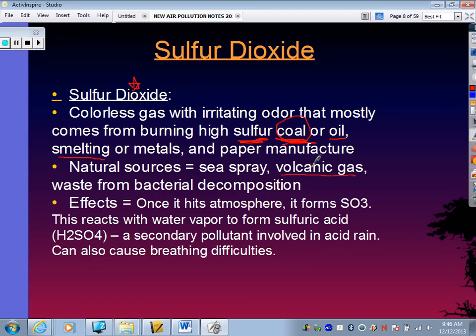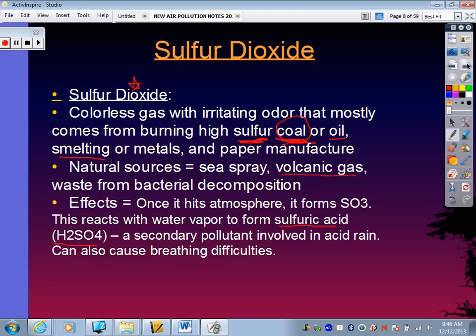You see that a lot with geothermal activity, and then waste from bacterial decomposition. So yeah, even natural processes like decomposition can give off some pollutants. The effects of sulfur dioxide: once it hits the atmosphere, it can form sulfur trioxide. That is a precursor to H2SO4, which we said is sulfuric acid, and that would be involved in acid rain. It can also cause breathing difficulties.